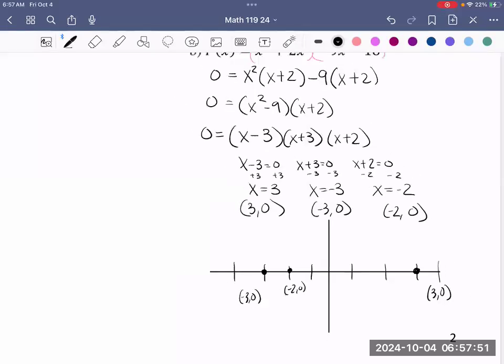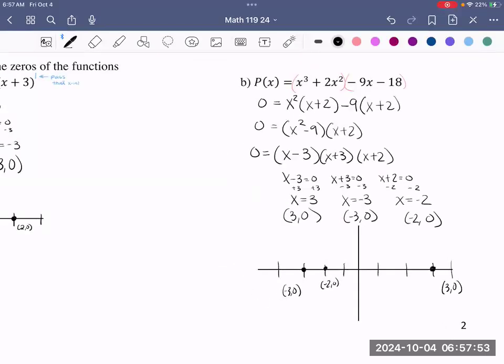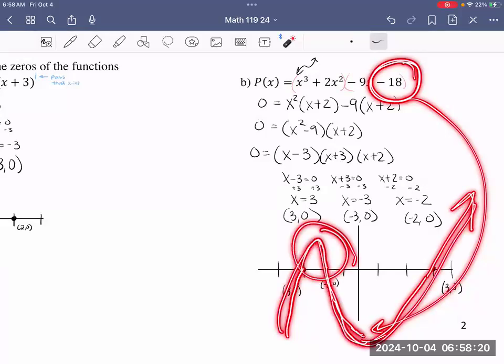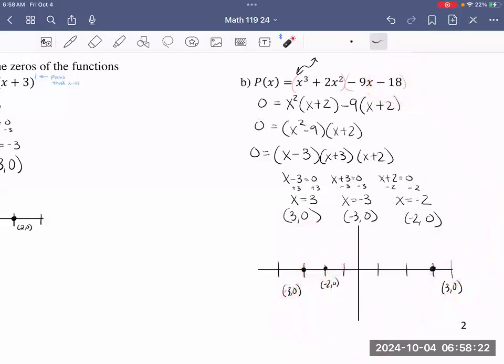So what is the shape of this graph? Well, the shape is coming from the degree. So we should have some sort of S-shaped curve. And your leading coefficient is positive. So if we were to graph this, go up, down, and your -18 is your y-intercept. So it should drop down quite a bit and then continue up. So that S-shaped curve is still there. You just have a few turning points in the way.